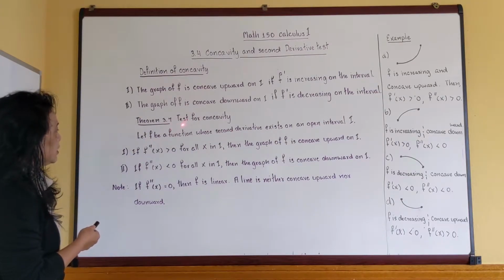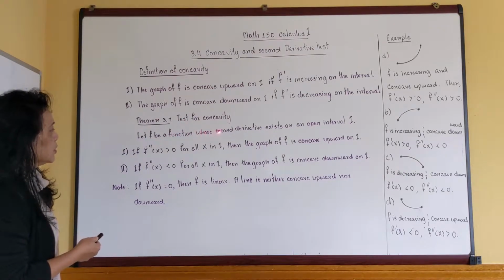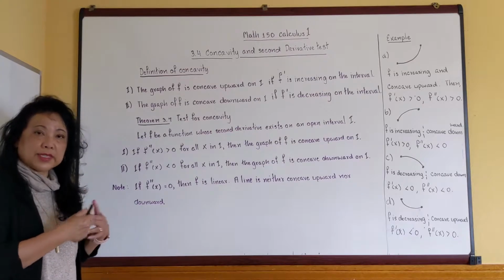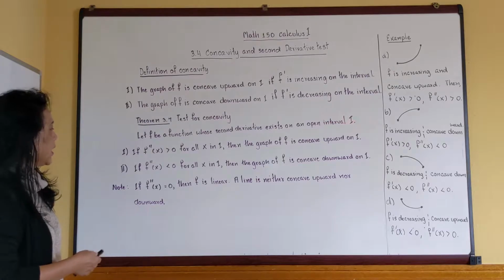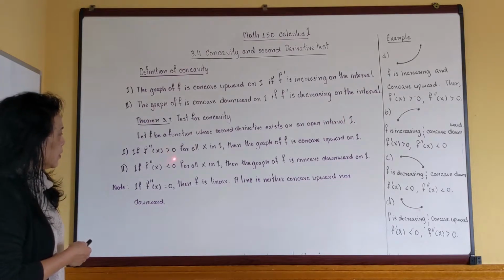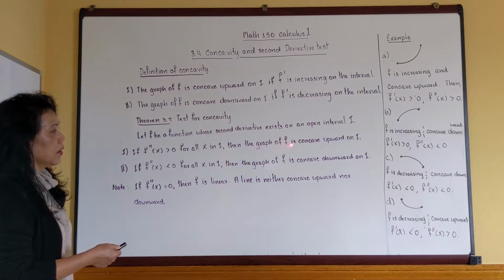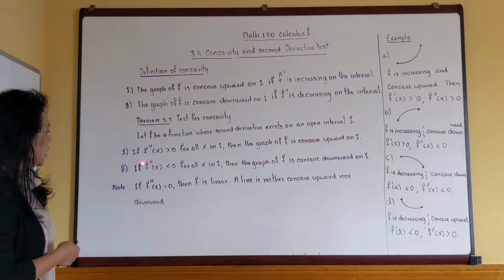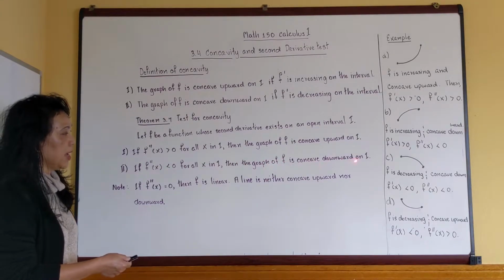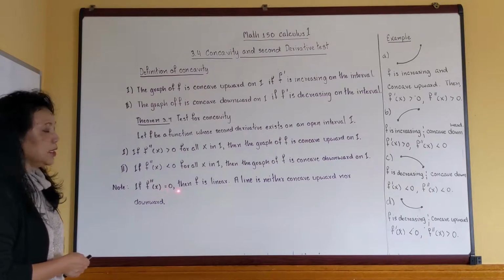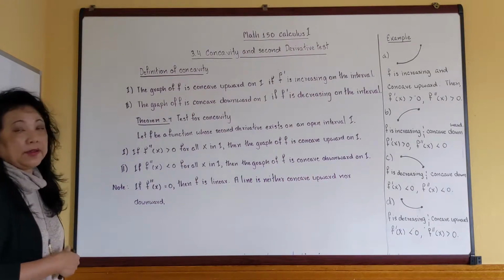Theorem 3.7 says: let f be a function whose second derivative exists on an open interval I. If it's greater than 0 for all x in I, then the graph is concave upward. If it's less than 0, then the graph is concave downward. And if it's equal to 0, it's just linear, so the line is neither concave up nor concave down.